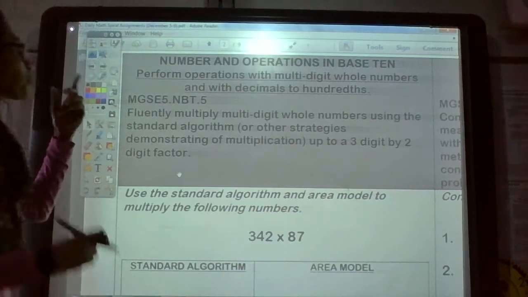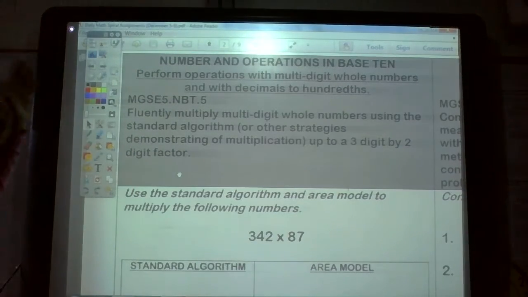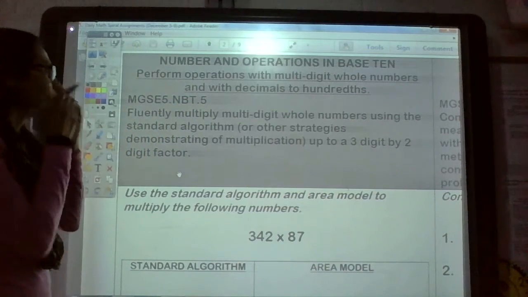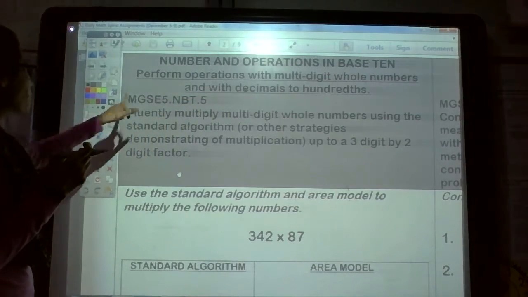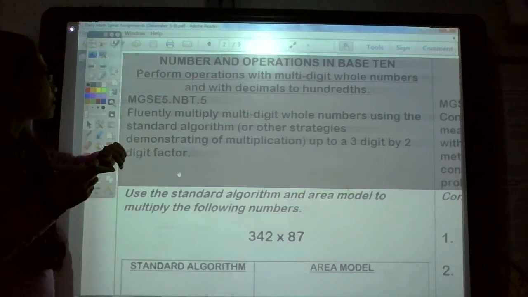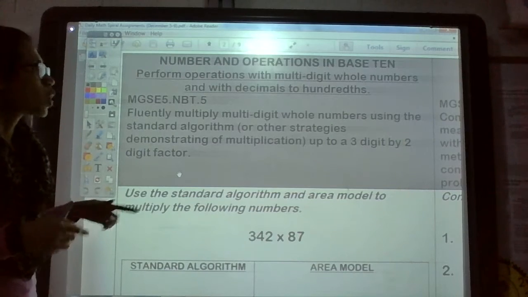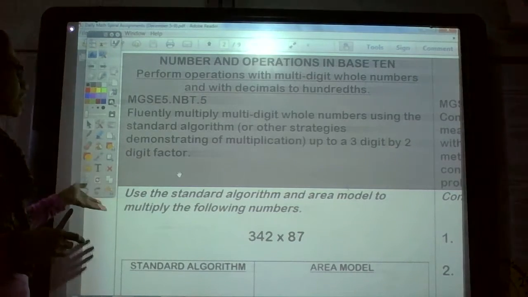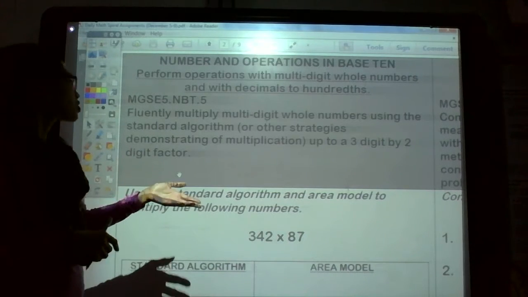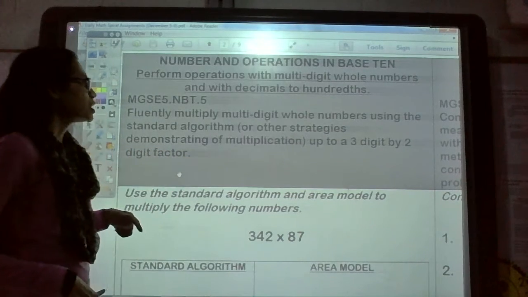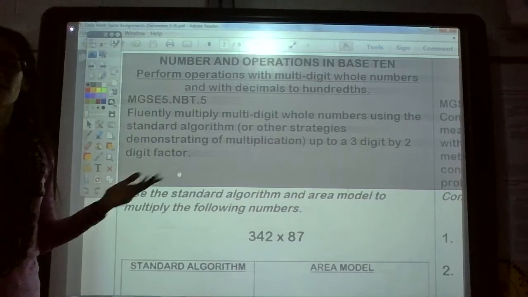It says number and operations in base 10. Perform operations with multi-digit whole numbers and with decimals to hundreds. MGSE 5, NBT 5. Fluently multiply multi-digit whole numbers using the standard algorithm or other strategies demonstrating understanding of multiplication up to a 3-digit by 2-digit factor.